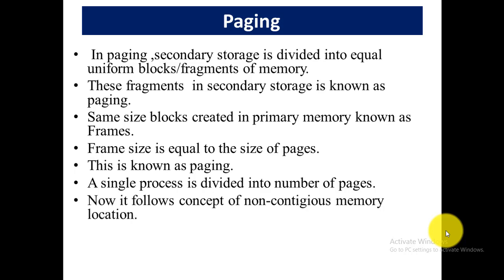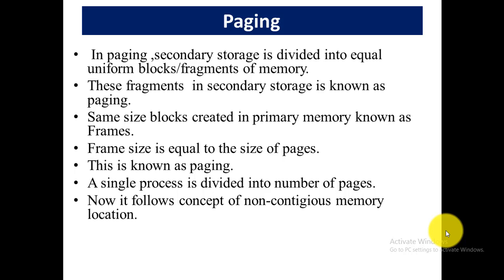Now it follows the concept of non-contiguous memory locations. As in segmented memory, we follow contiguous memory location because a full process is loaded into the memory. Either it loads or none of the part loads. If there is space in the memory, then the entire process will be loaded into the RAM. But if there is less space, then none of the process will be loaded into the memory.